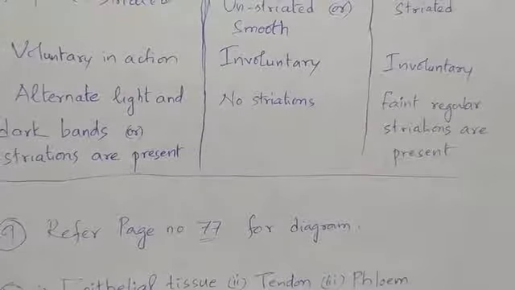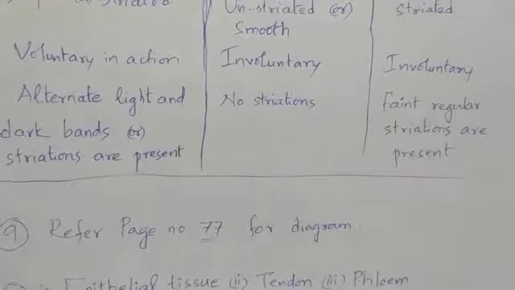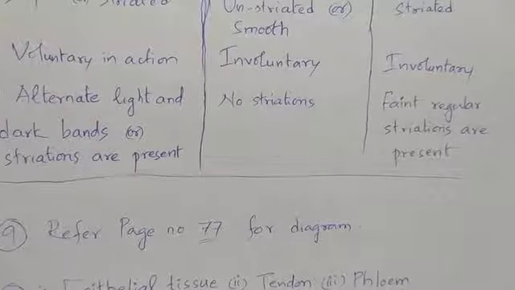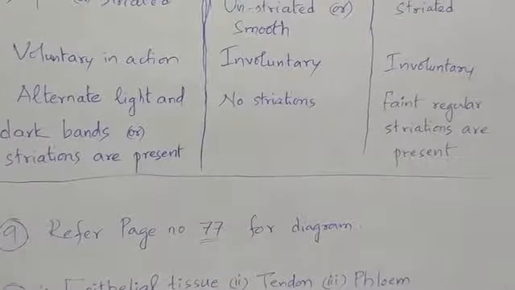And the ninth question: draw a labeled diagram of a neuron. You can refer to page number 77 for the diagram. Okay.